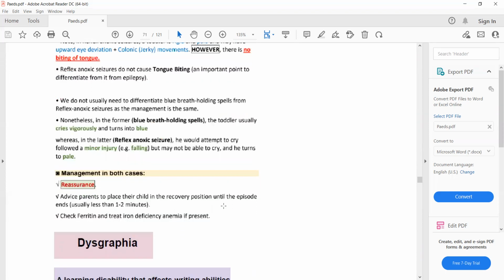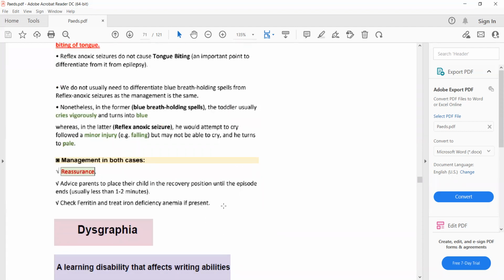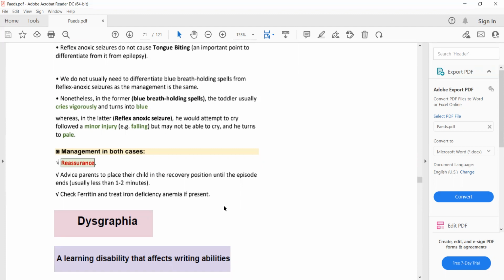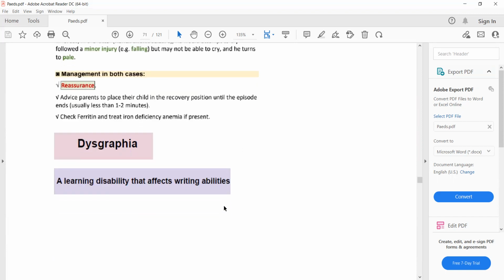The management in both cases is the same, that is reassurance, because they are self-limiting conditions and the child usually improves on his own. So the only advice you will give to the parents is to place the child in the recovery position until the episode ends, and check ferritin and iron deficiency anemia if present, because the main problem is due to decreased oxygen. So that's why we need to check ferritin levels and treat iron deficiency anemia if it's present.